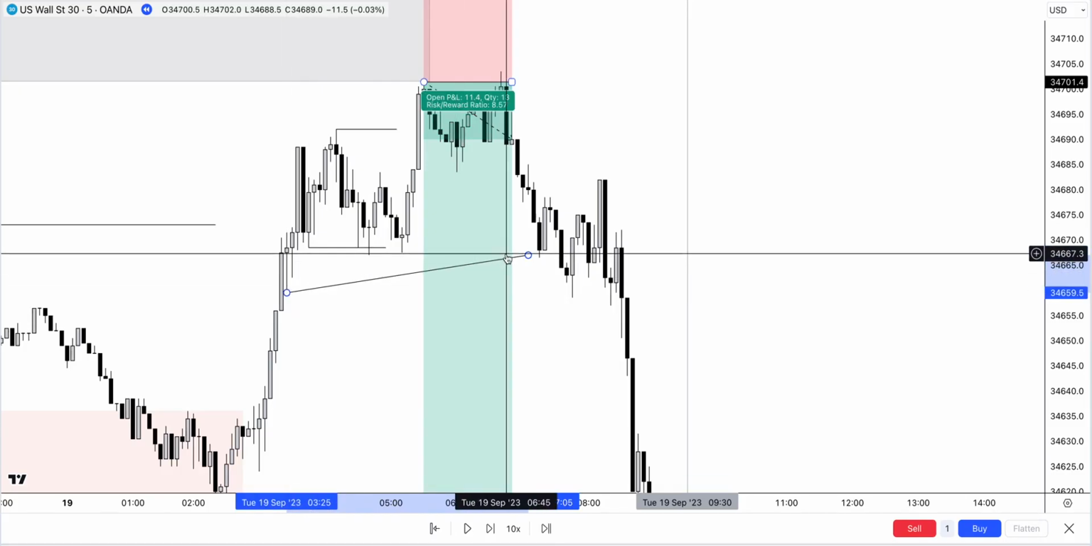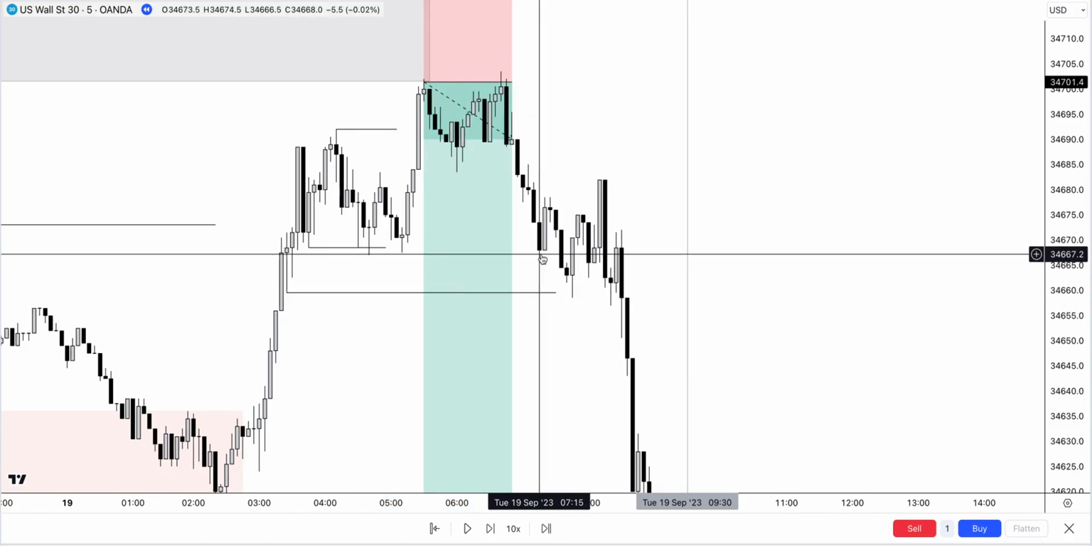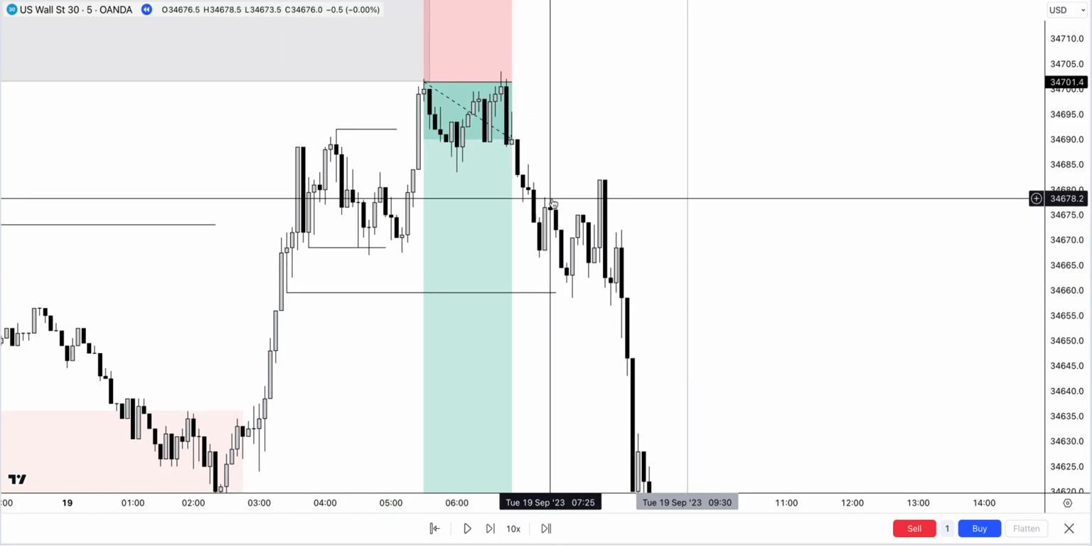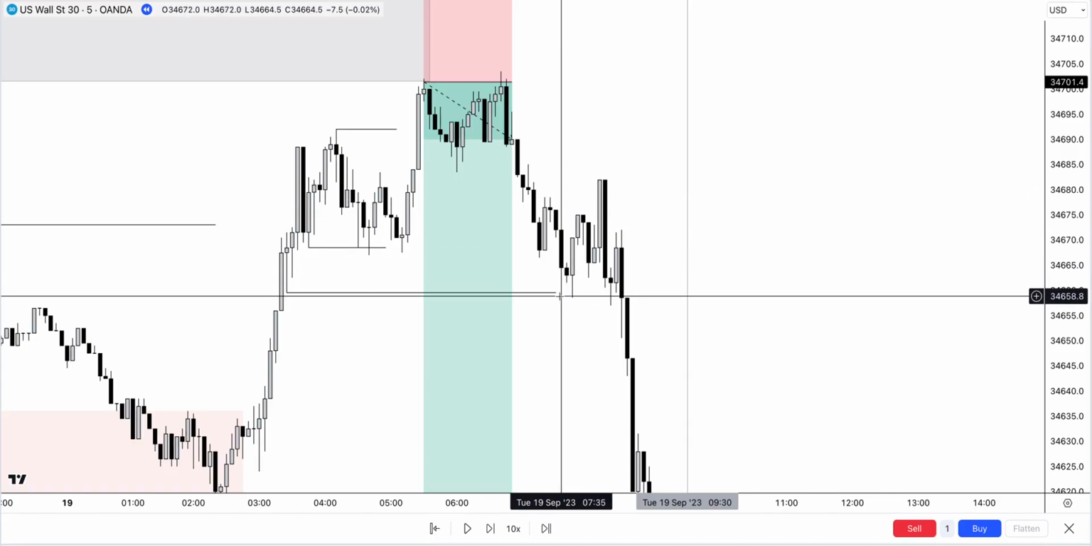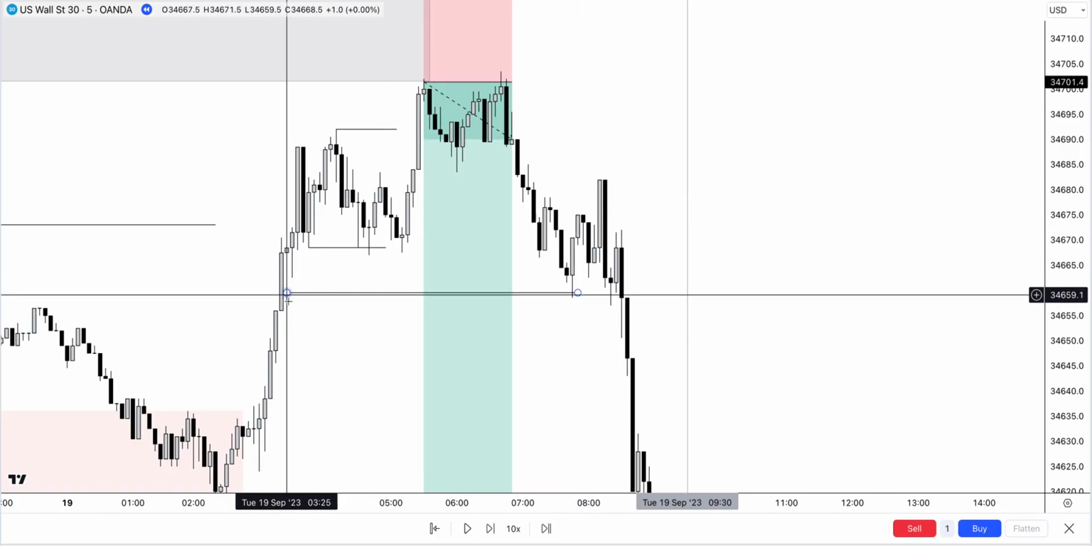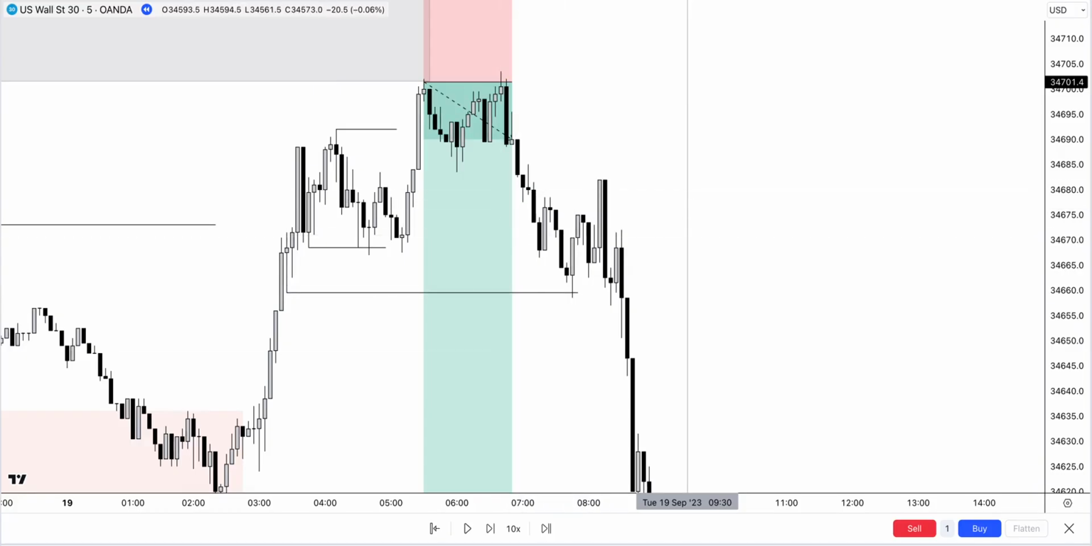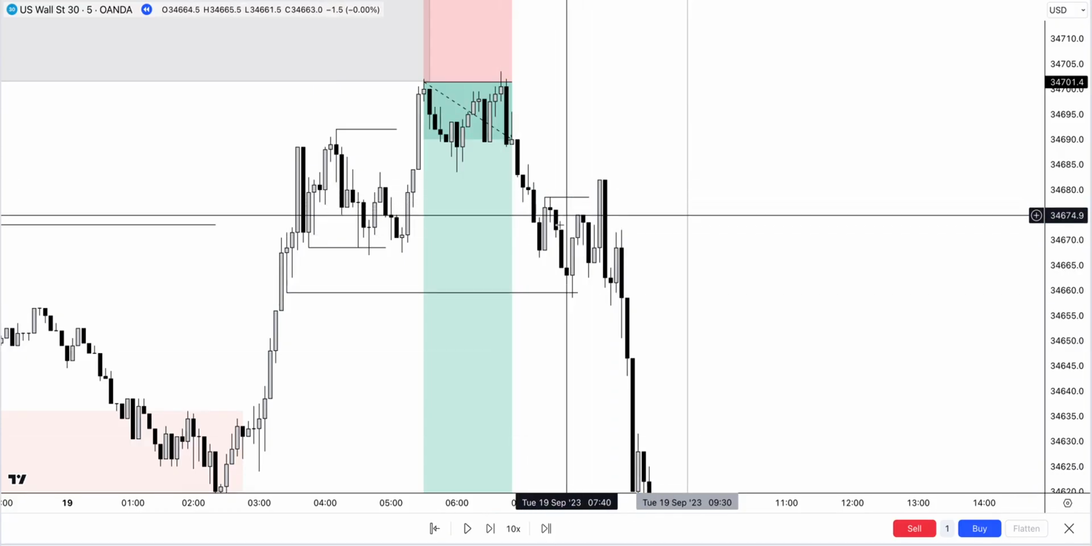Let me grab it over here. No problem. So we print this low, come up, print this high, we come down and take the lows. Okay, so we've grabbed liquidity. Now what can we expect? Price to grab liquidity the other way.